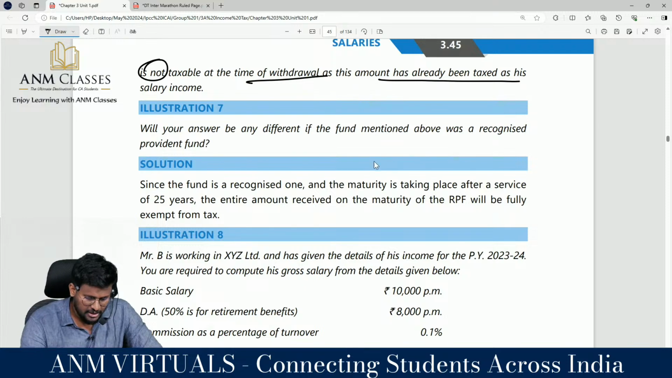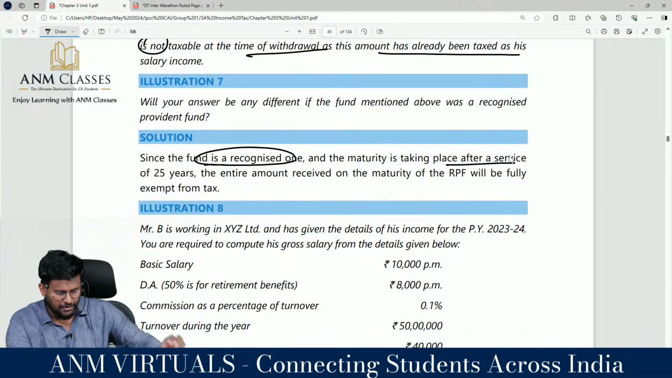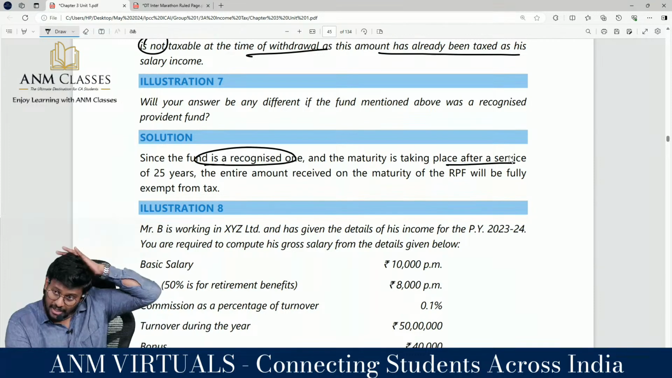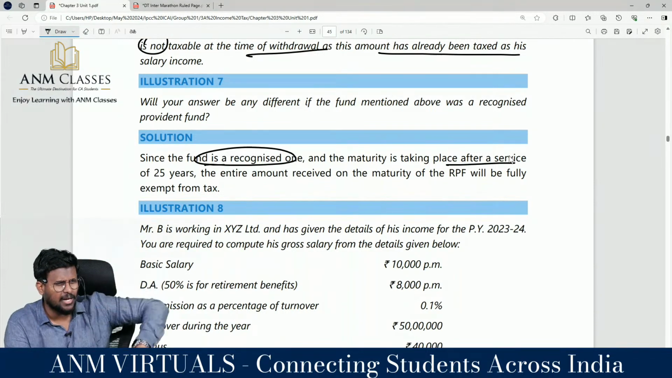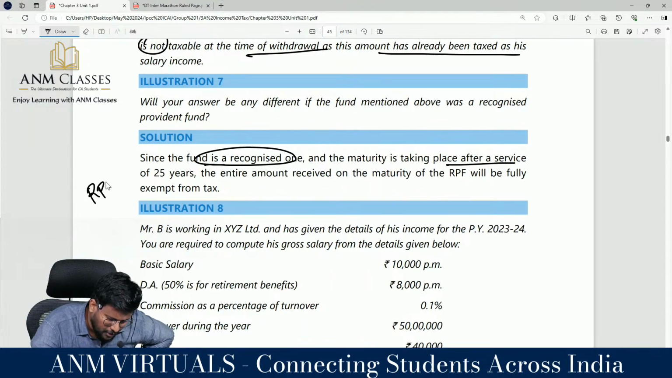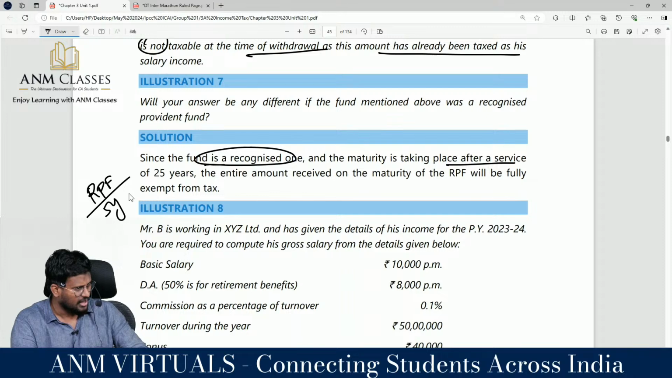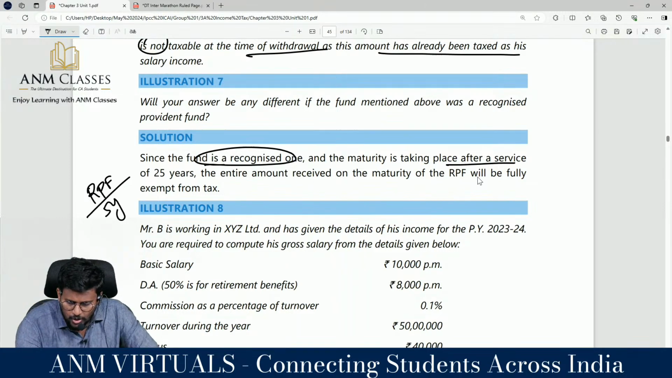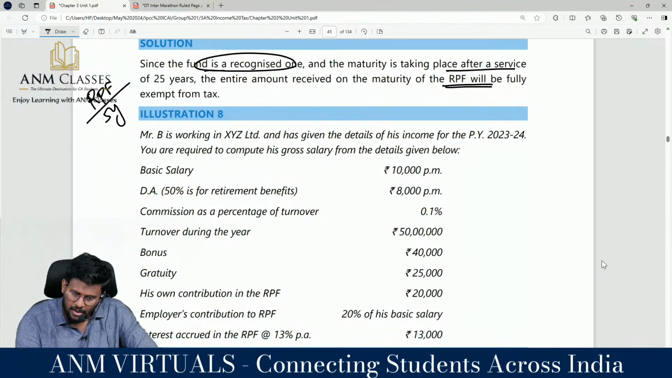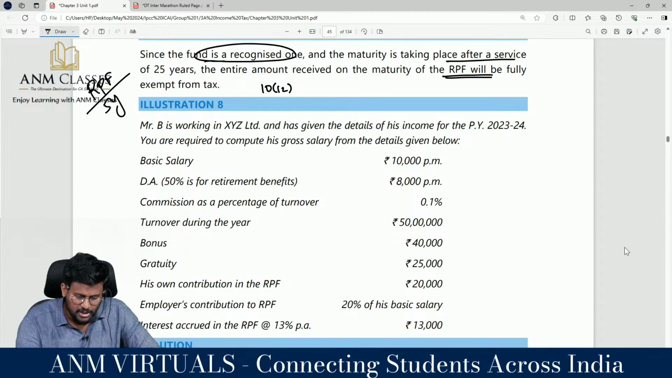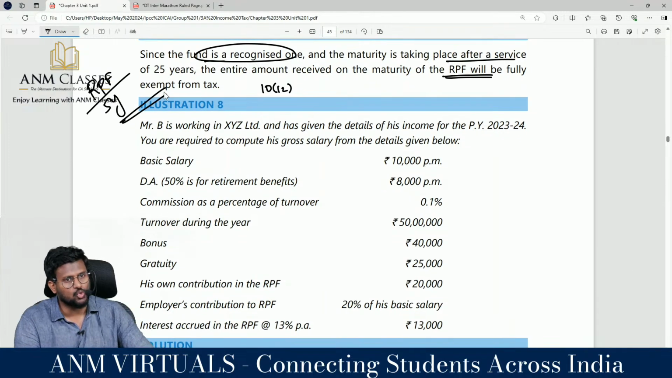Yes sir, since the fund is recognized, maturity is taking place after how many years of service? In a recognized provident fund, 5 years is enough. How many years has he kept it here? The entire amount received on maturity of RPF will be fully exempt under section 10(12), correct? Yes sir. With this we are through with illustration number 7 also.